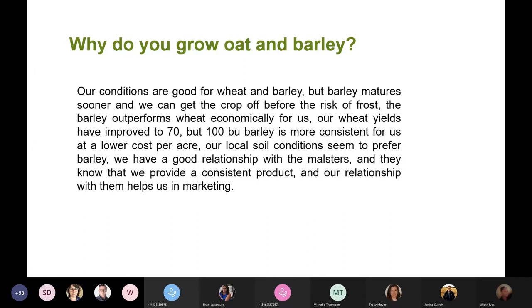Our conditions are good for wheat and barley, but barley matures sooner and we can get the crop off before the risk of frost. The barley outperforms wheat economically for us. Our wheat yields have improved to 70 bushel, but 100 bushel barley is more consistent for us at lower cost per acre. Our local soil condition seems to prefer barley. We have a good relationship with the maltsters and they know that we provide a consistent product, and our relationship with them helps us in marketing.